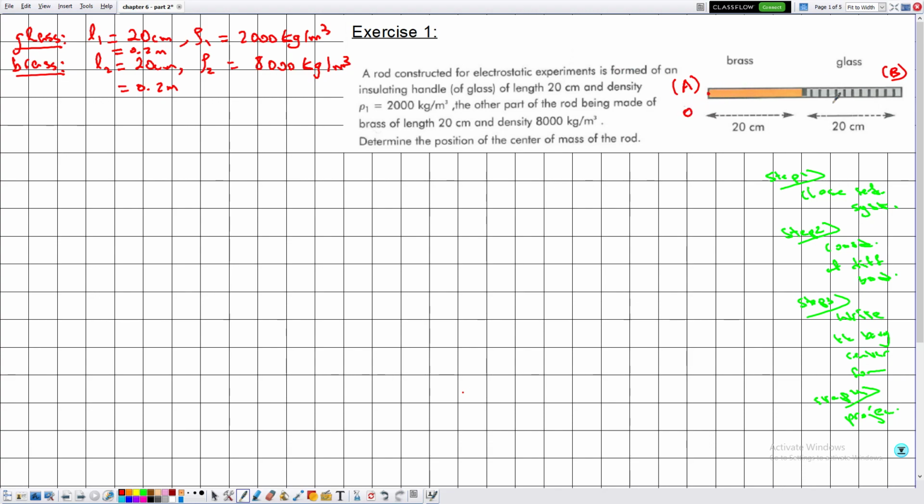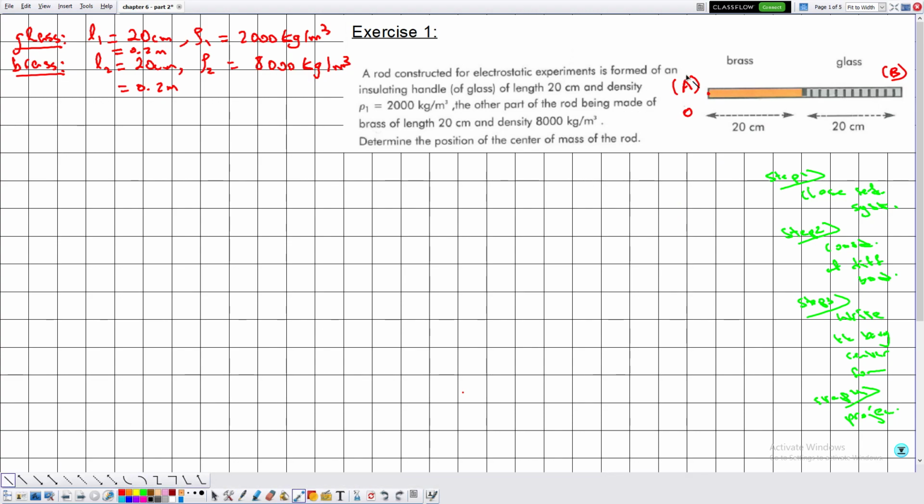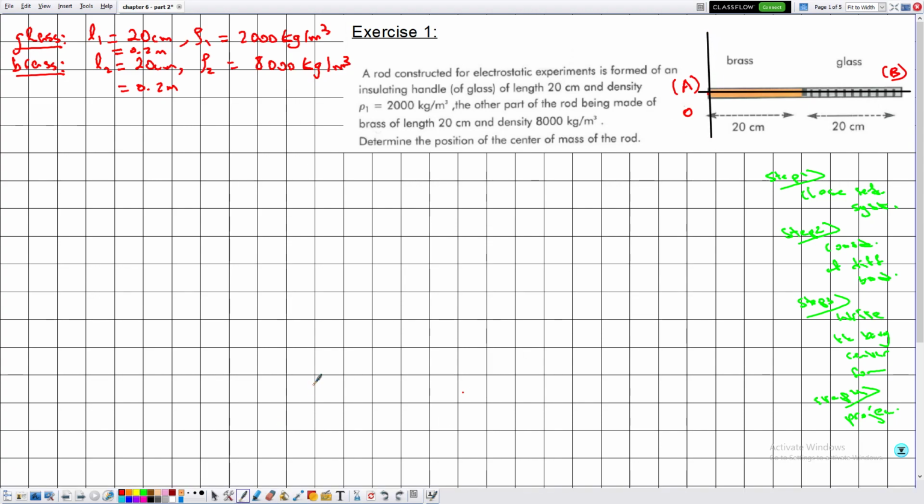So in this case all the positions will be positive. Suppose that this is the x-axis and this is the y-axis. As for the x-axis and the y-axis, they are measured in meters. Okay, so we are done with step number 1.